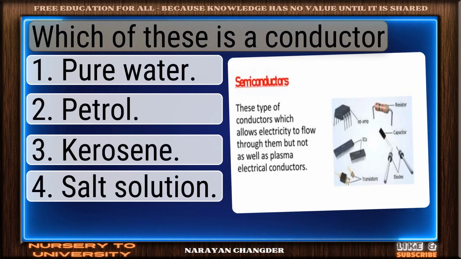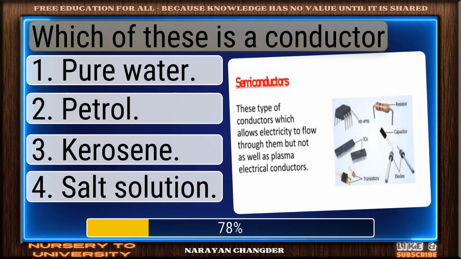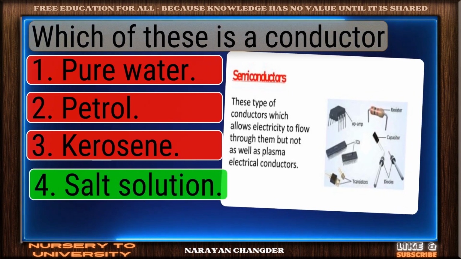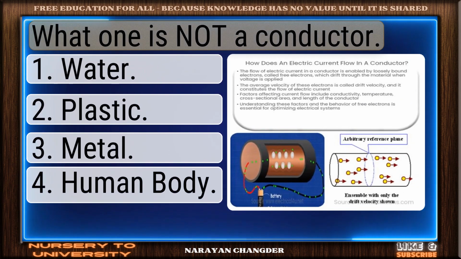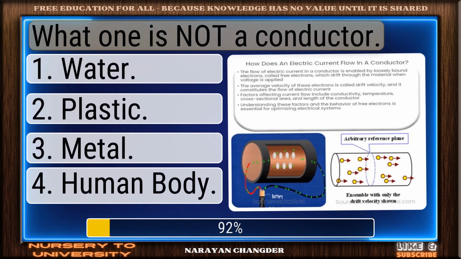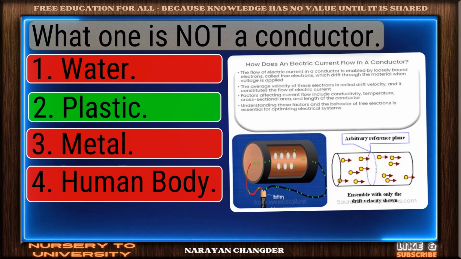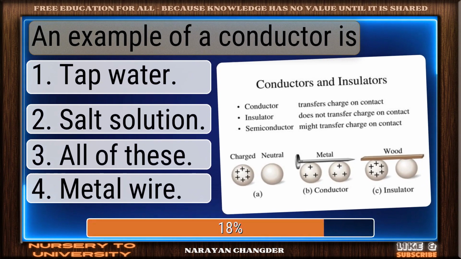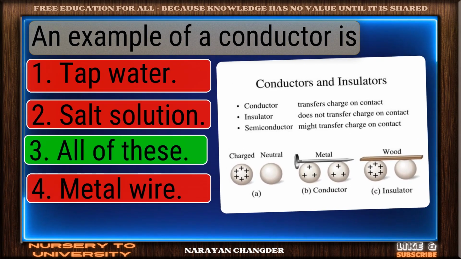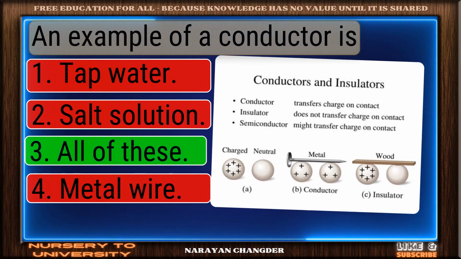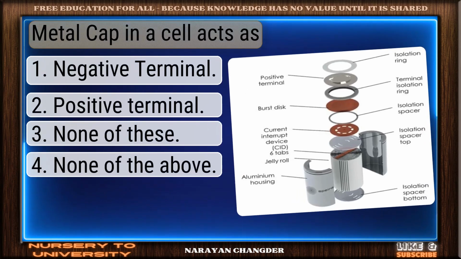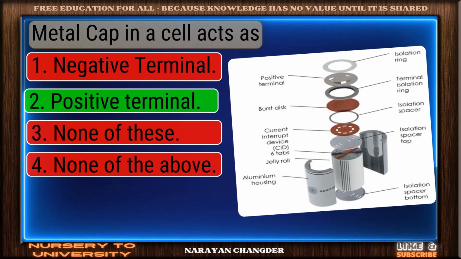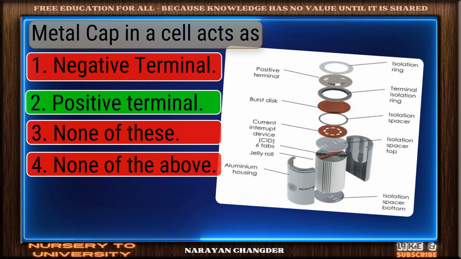Which of these is a conductor? Nice work. You chose salt solution, and it is correct. Which one is not a conductor? On track. Plastic is the correct answer. An example of a conductor is dash. Correct response. All of these is the most accurate answer. Metal cap in a cell acts as dash. Well picked. Positive terminal is the correct answer.